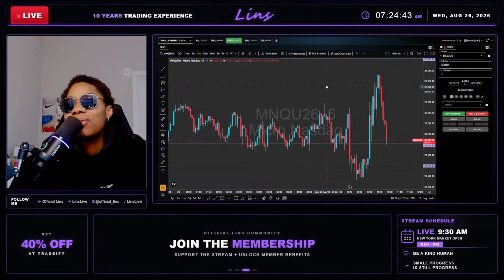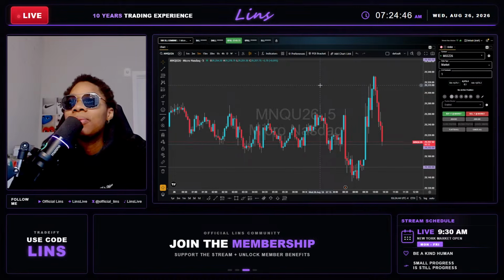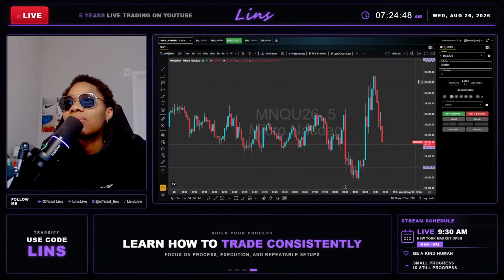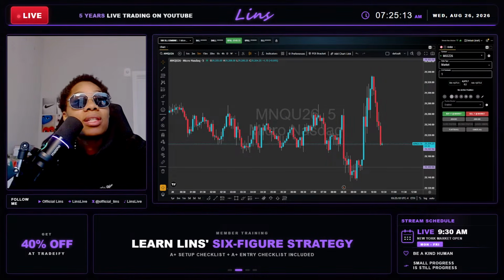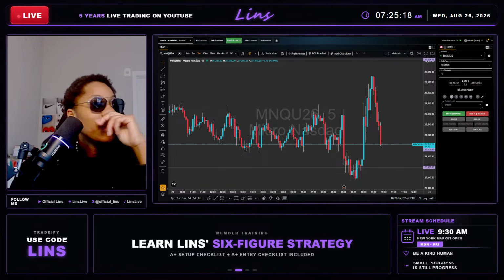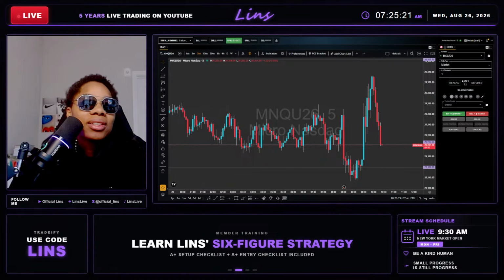A 4 for this price action? 3? What am I giving it this morning? I don't know what I want to give it. I don't even know if I can give it a 5. It may be a 3. I'm not going to lie, it's a good 2-3, 2.5. Yeah, it's a good 2-3.